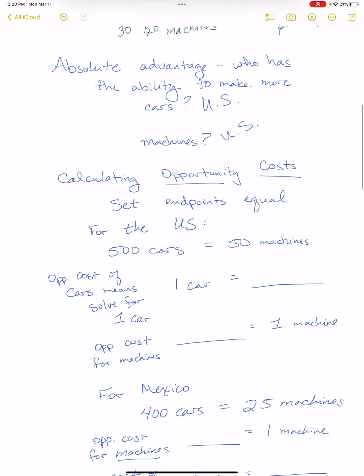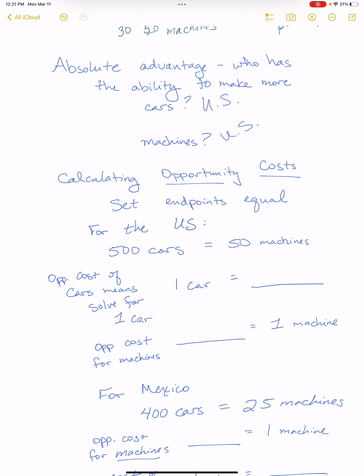So in order to start thinking about trade, the first step is calculating the opportunity cost. One of the things that I pointed out in class is that the easiest way to do this is to set the endpoints equal. So you're going to take the endpoints for a single country and you're going to set them equal. So for the United States, that would be 500 cars equals 50 machines.